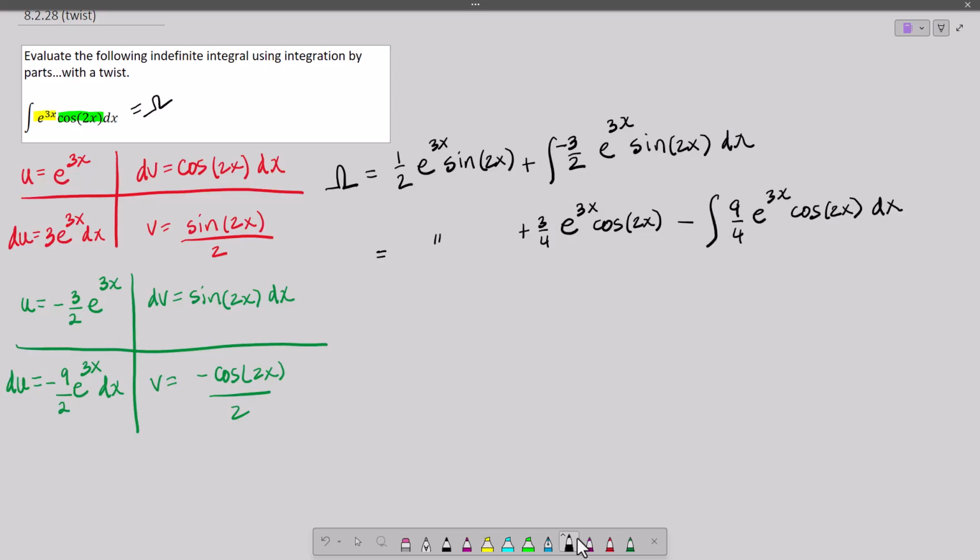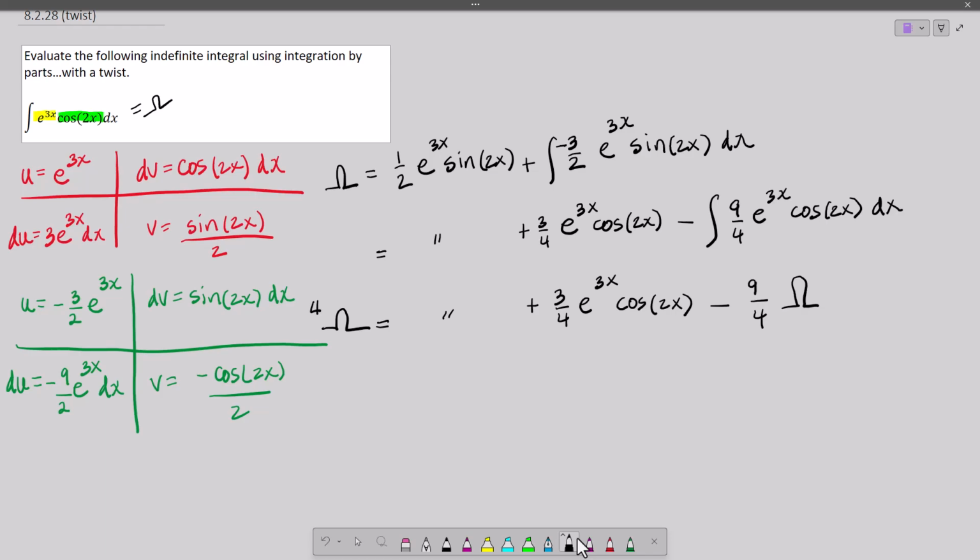All right. And here's where the twist should be acknowledged. What we should be seeing is that that new integral is going to be identical to the original integral, except that there's a coefficient of 9/4. So that 9/4 can factor out to the front, and then we have e to the 3x cosine 2x inside the integral, which is what we called omega originally. So now we have omega on the left and omega on the right, and we can combine like terms.